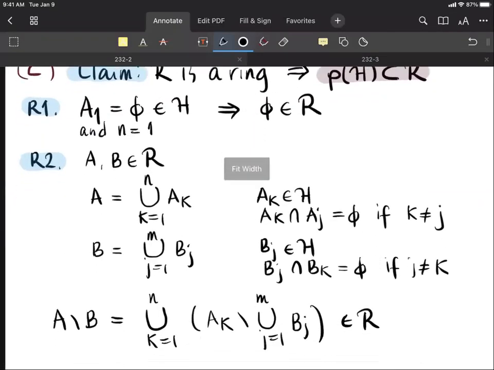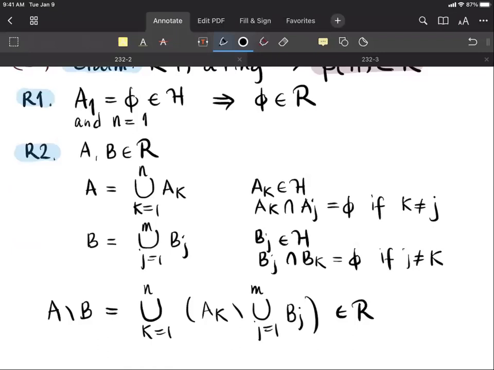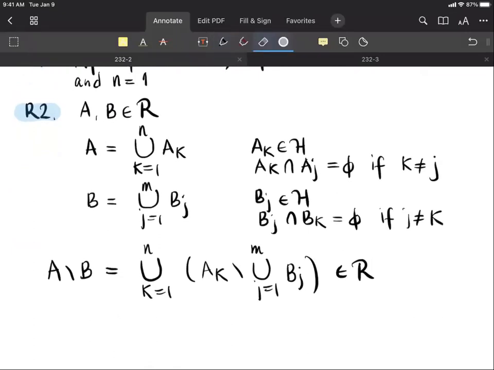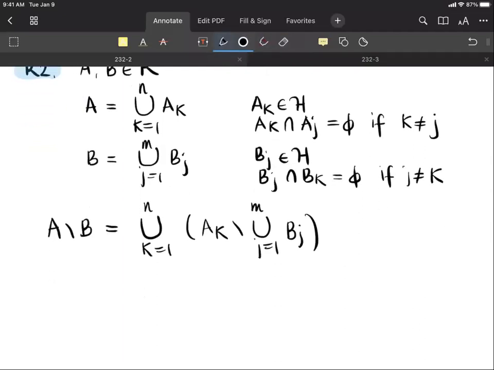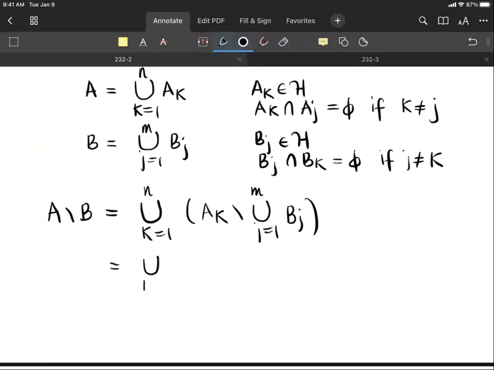Performing the set difference, one can show that A minus B is the union of the quantity A sub k minus the union of the sets B sub j. We claim that this is indeed in R. So to verify this, recall from SR3, or in fact, the induction part of SR3 that we have shown a while ago, I can write this as a union of, let's say, C sub KL, L from 1 to MK, where the C sub KLs are in H, and they are pairwise disjoint.